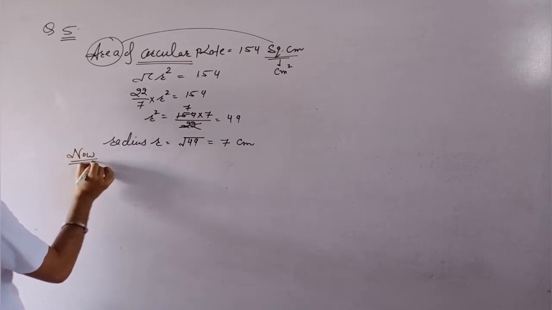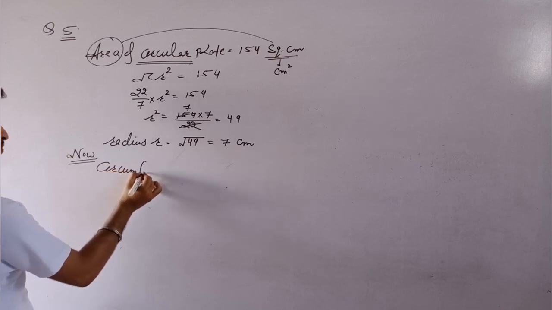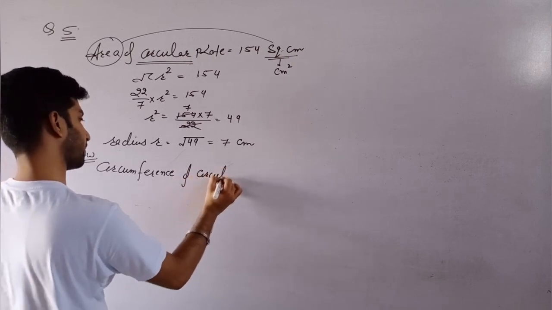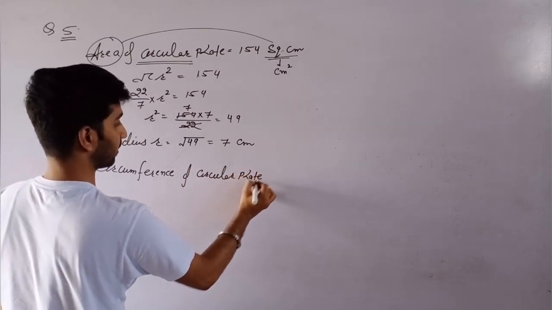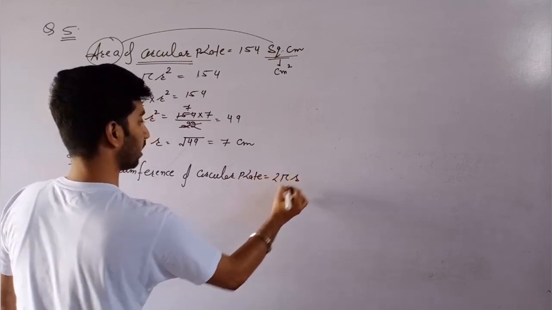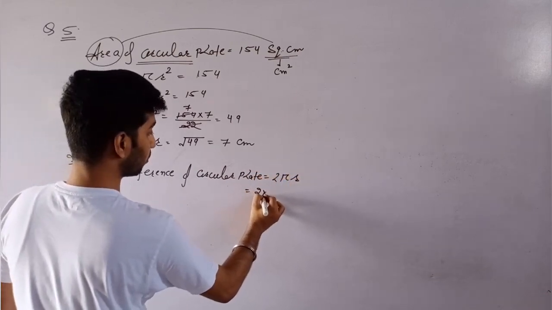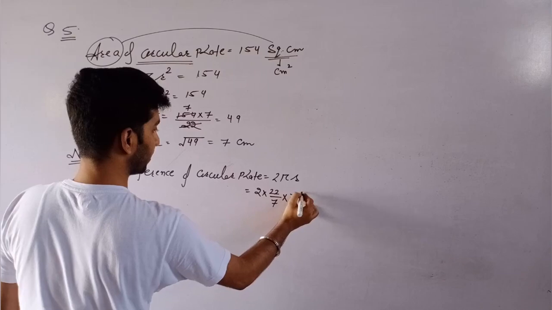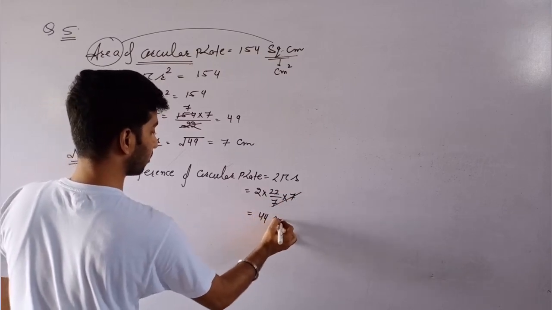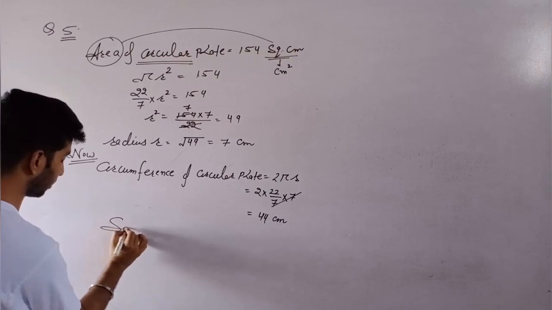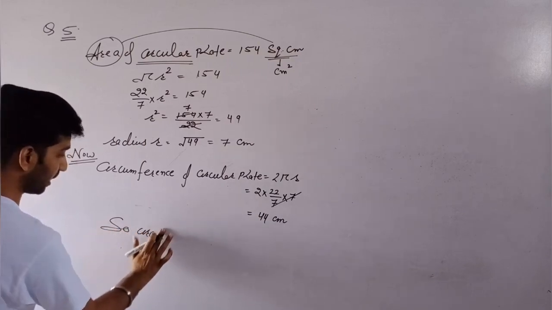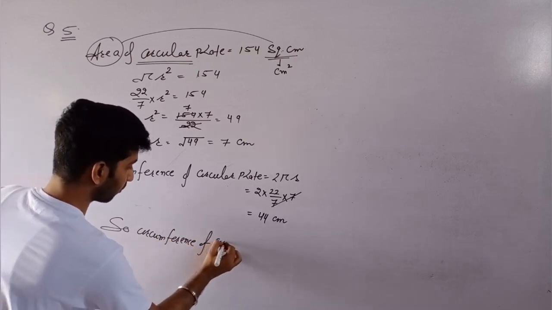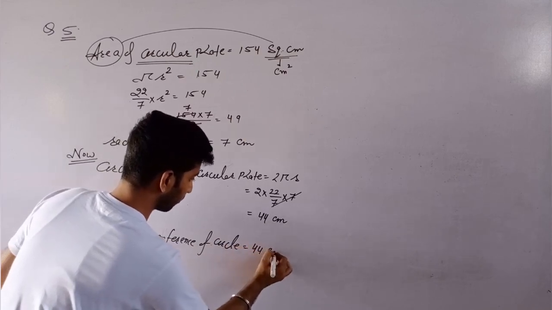Now we will find, according to the question, the circumference of the circular plate, which is 2 pi r. By putting the value, 2 multiply pi 22 upon 7 multiply r, radius is 7 centimeter. 7 cancelled by 7, 44 centimeter. So finally we have found that the circumference of the circle is 44 centimeter.